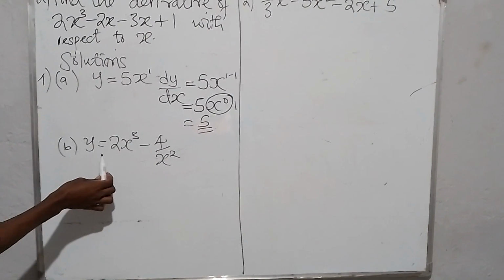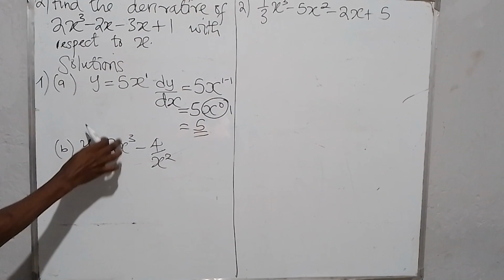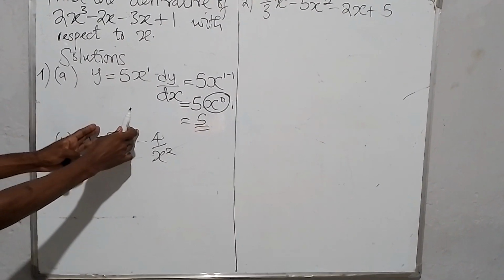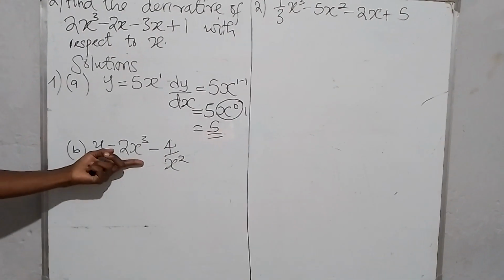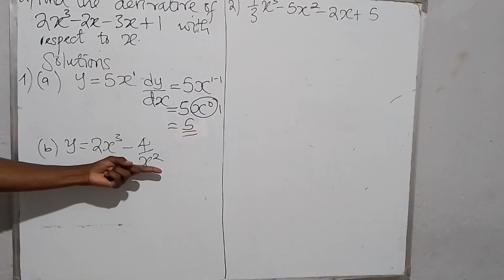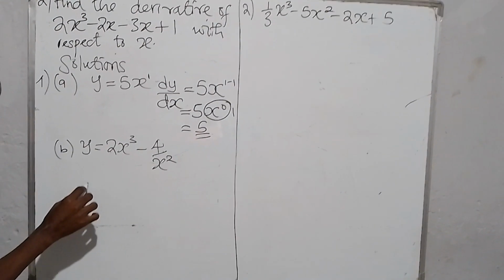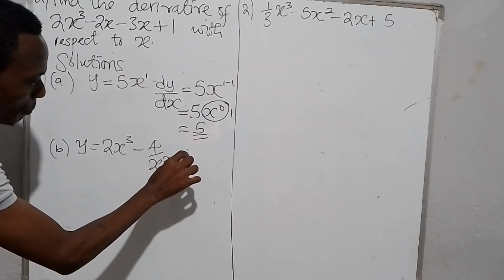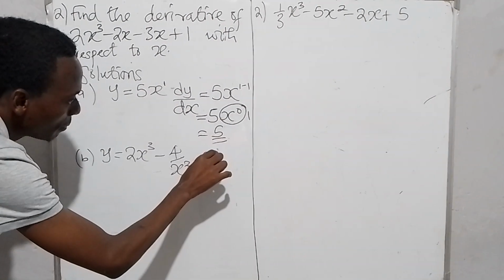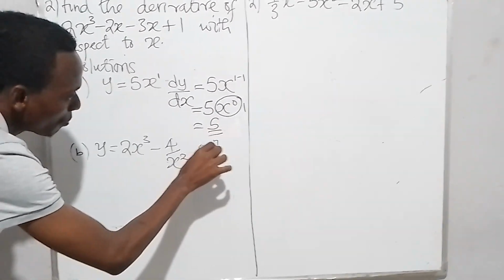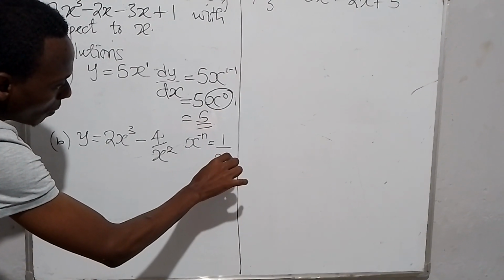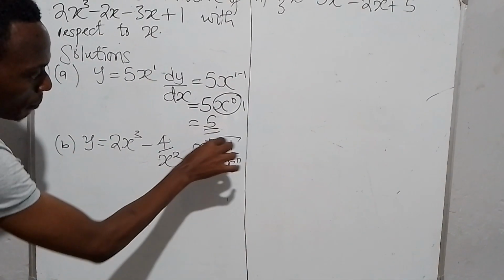Example D, find the derivative of 2x cubed minus 4 over x squared. So again, obviously the first term here we can easily differentiate, but this is where the tricky part will be. So in order for us to work it out, we rearrange it in such a way that we use the properties of indices, where if a variable has got a negative power, in order for us to get rid of the negative power, what we do is that we write this to be x to the power n. So this is the principle we are going to use.